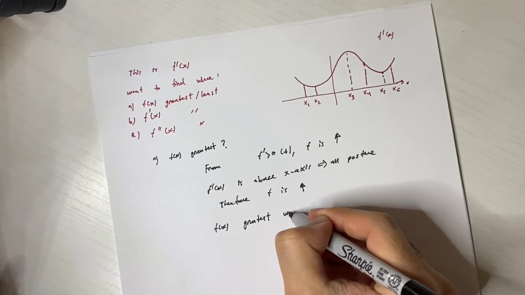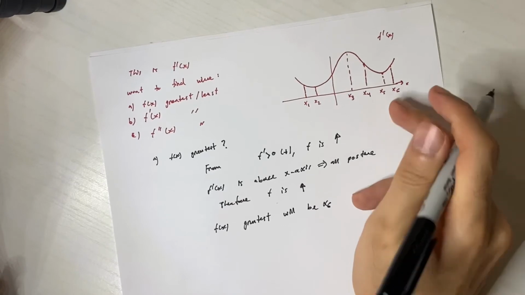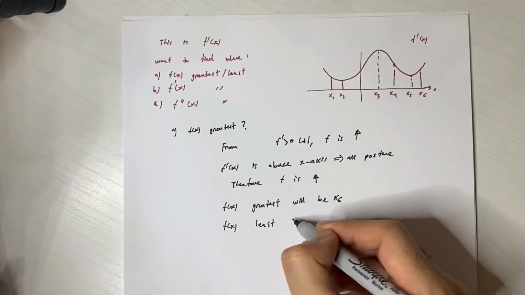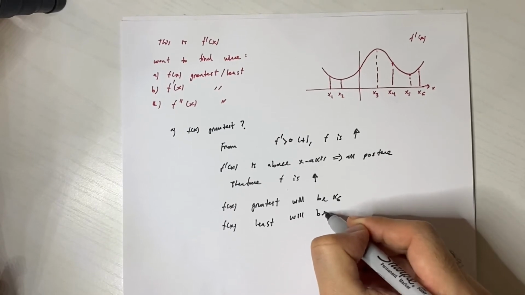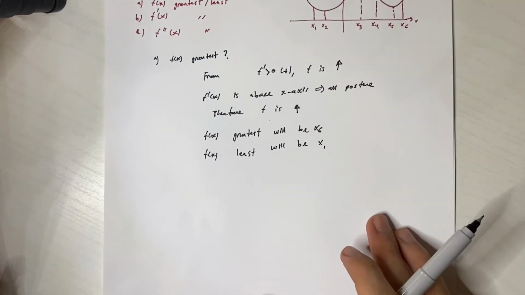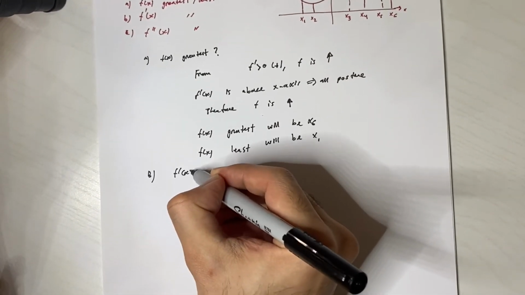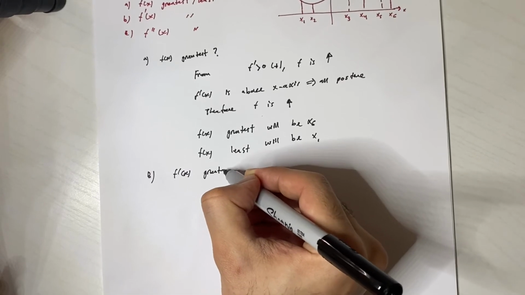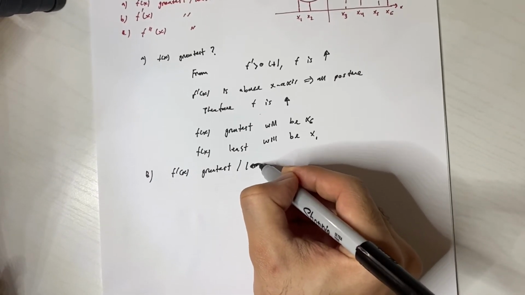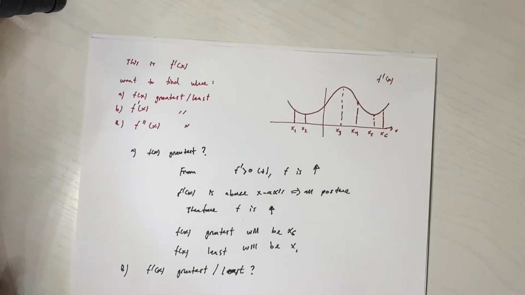So x6 will be the greatest, and the lowest will be the first point, which is x1. Again, why? Because the graph is increasing. For b, we are given the first derivative, so we just look at the graph and see where these values are.